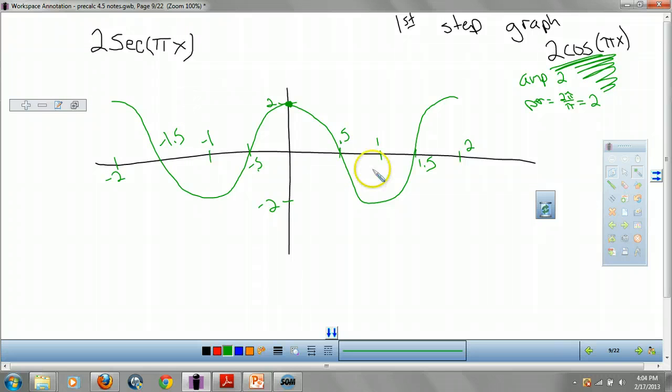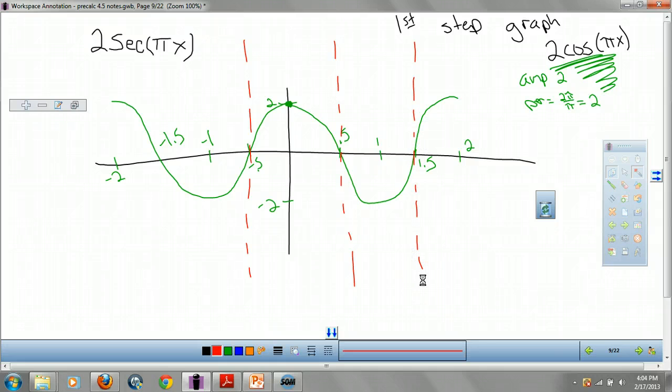Wherever your cosine is 0, it gives you an asymptote. So this is going to be an asymptote. This one is, this is. So again, wherever cosine is 0, okay, gives you an asymptote. Oops. Dropping guitars, guys. Dropping guitars.